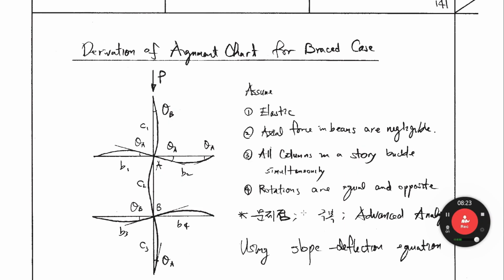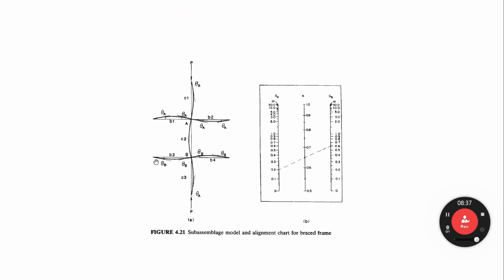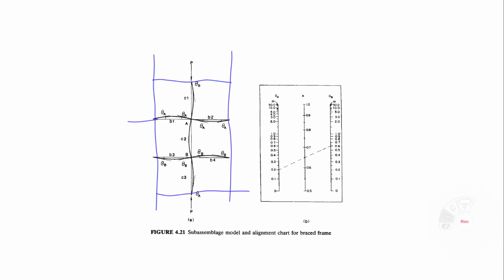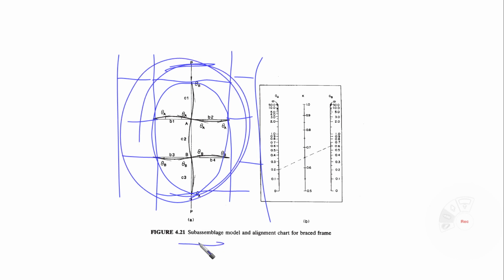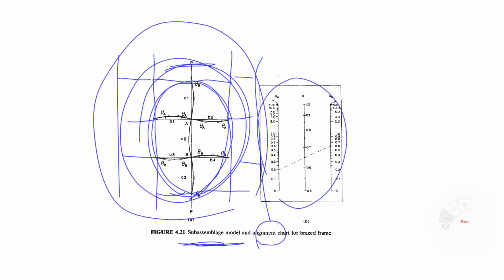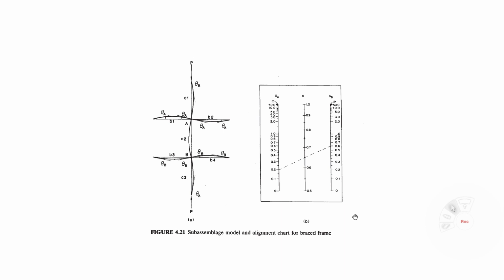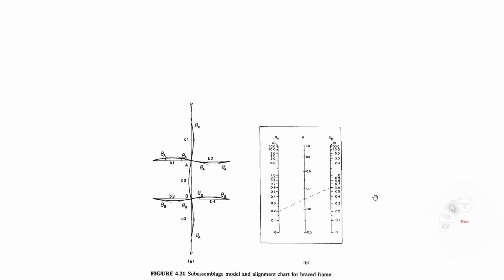I'd like to show some derivation of the alignment chart for the braced case. This is the beam, this is the column. First, second, third story. So we take out this part. Now if I draw this frame, like that. Then we just take out this part. As you see, there is no side sway. So it is a braced case. So this is the sub-assemblage model of this whole frame, for the alignment chart for braced frame. Now let's consider how to derive this alignment chart.